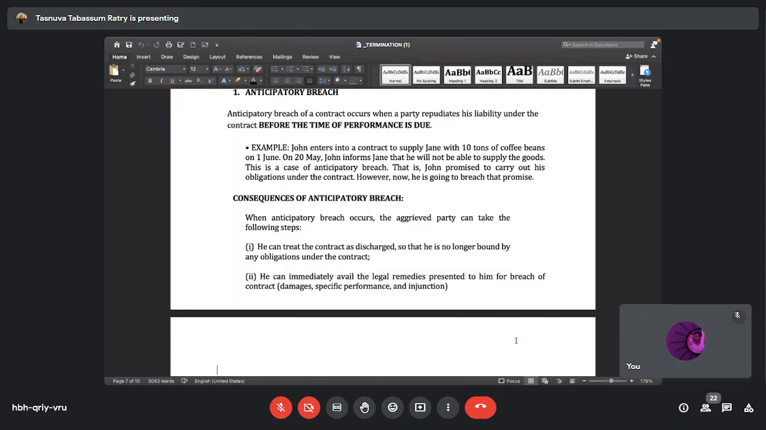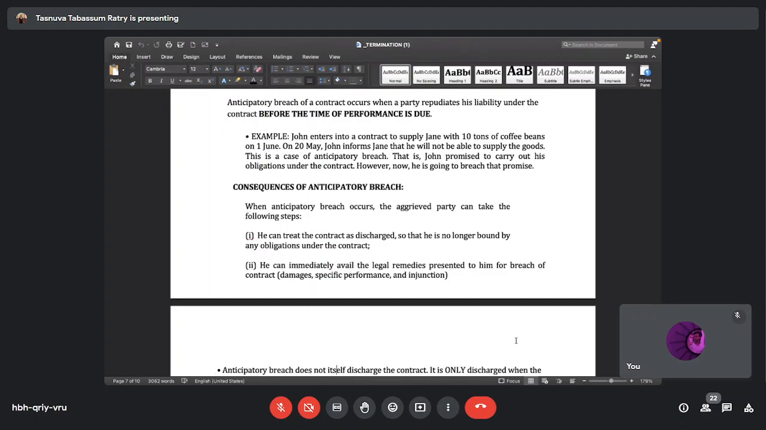With that, another consequence of anticipatory breach is that the aggrieved party can also immediately be awarded legal remedies. We'll see what the legal remedies are, but legal remedies are usually damages, monetary compensation that you can avail from the party who has breached the contract.